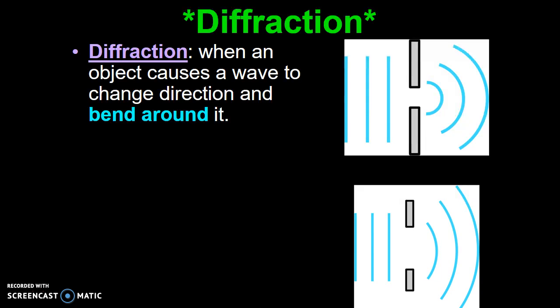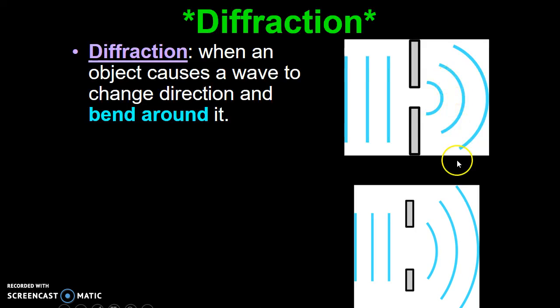Next one is diffraction. Diffraction is when an object causes a wave to change direction and bend around it. So take a look at these two diagrams. Here, these straight blue lines are light waves, and they're approaching, let's pretend that this is a building. Okay, this is a building, and this is a window. As they move through that, they have to bend in order to go through that window.